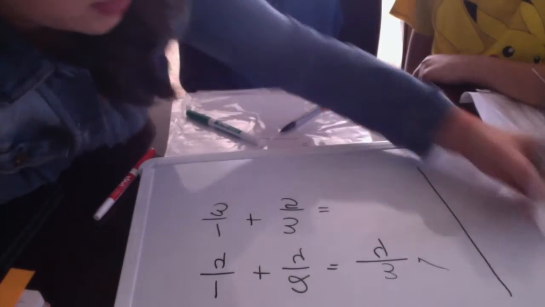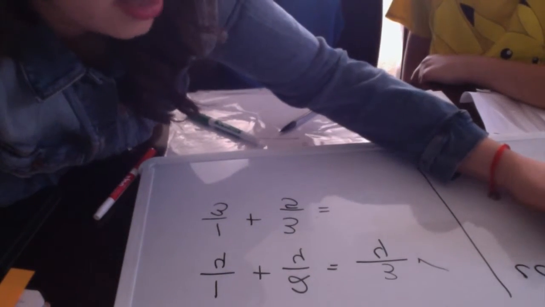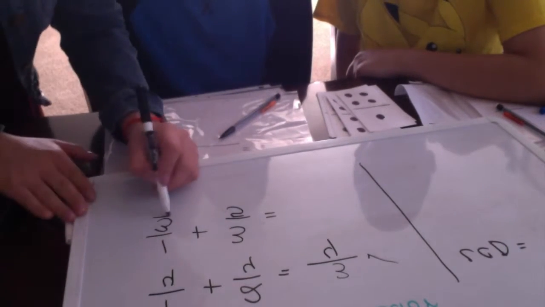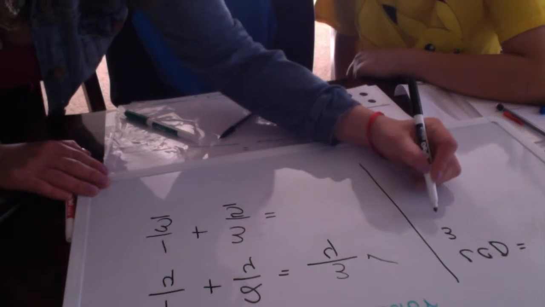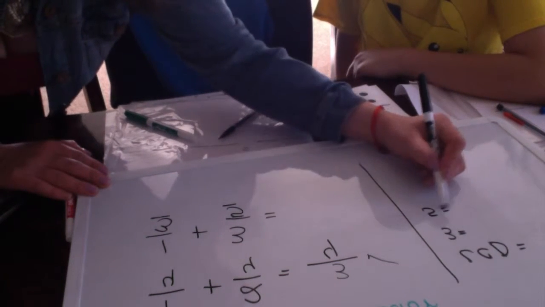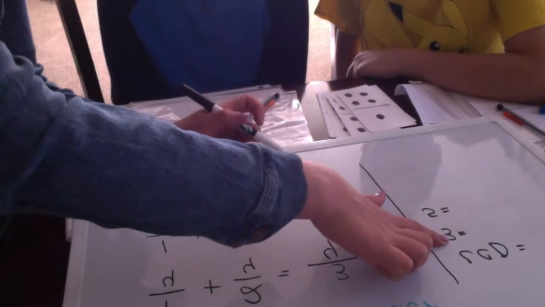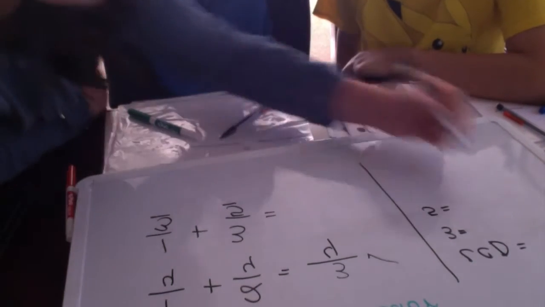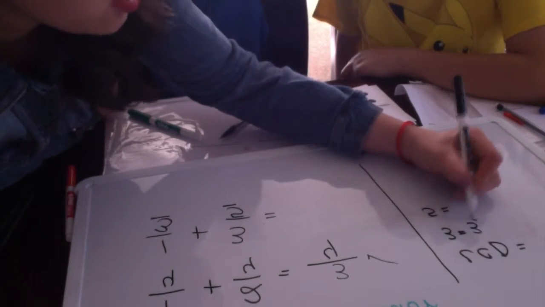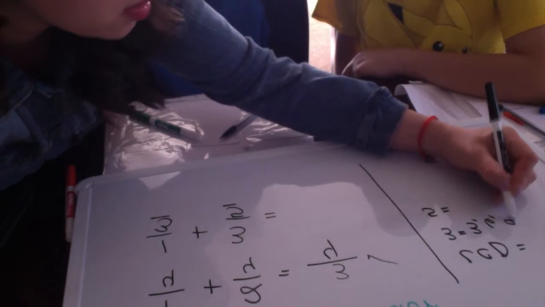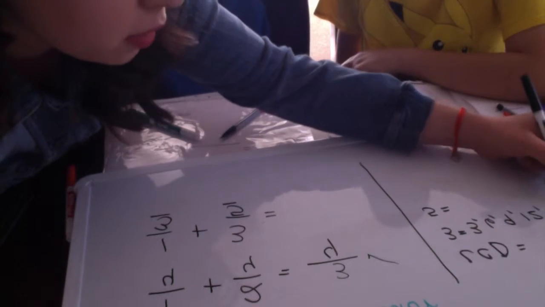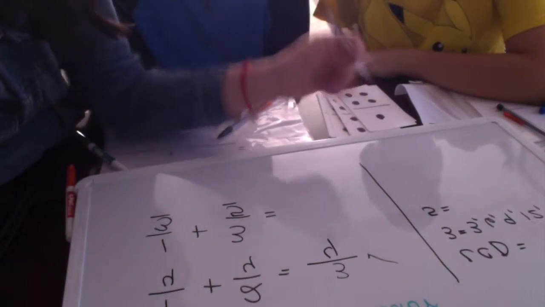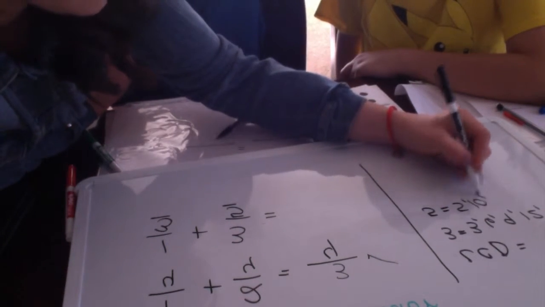So let's see. Least common denominator. My denominators are 3 and 5, so I'm going to have 3 and 5 here. First, we have to find the multiples of 3. Ricardo, can you help me with the multiples of 3? 3, 6, 9, 12, 15, 18. Okay. Jose Guadalupe? 5, 10, 15, 20. That's fast.